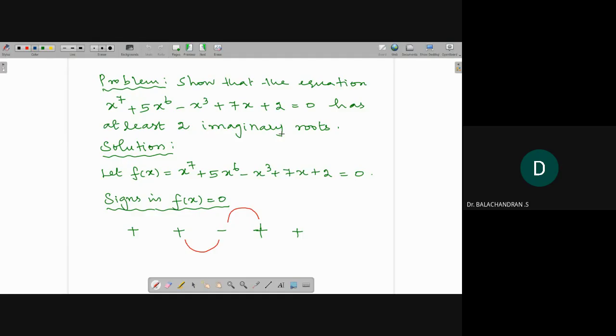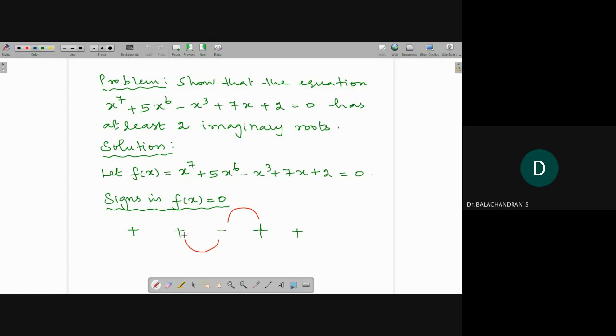Okay. So first, let us take f of x, the equation x power 7 plus 5x power 6 minus x cube plus 7x plus 2 equal to 0. Now the signs in f of x. What is the coefficient here? You have plus and then minus. I don't have an x power 4 term, so you can leave it. Then plus, minus, and I don't have an x square term, and then I have an x term, plus.